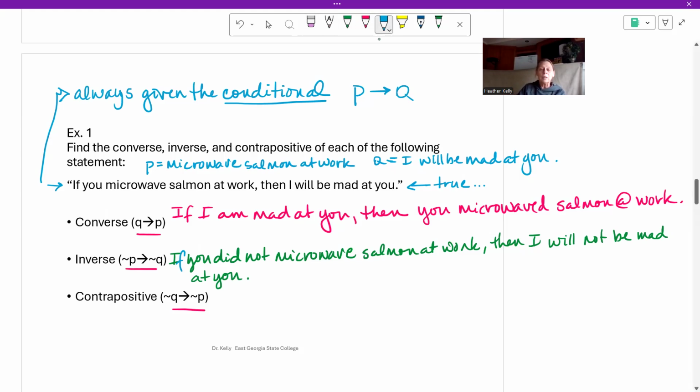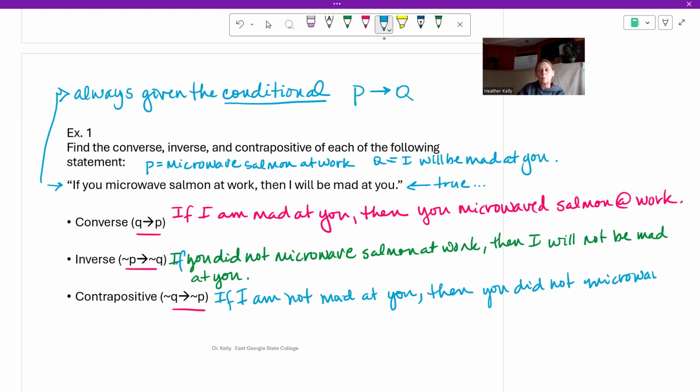Let's get down here to the last one. The contrapositive is not Q, then not P. So if I am not mad at you, then you did not microwave salmon at work.